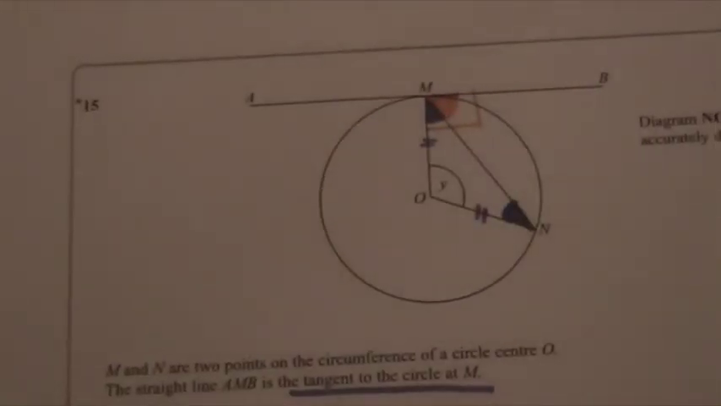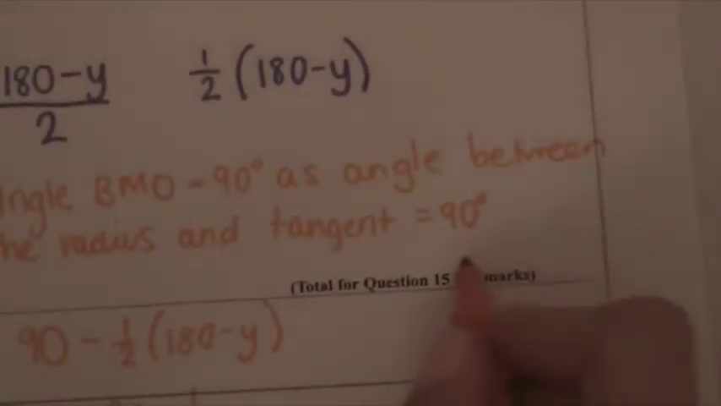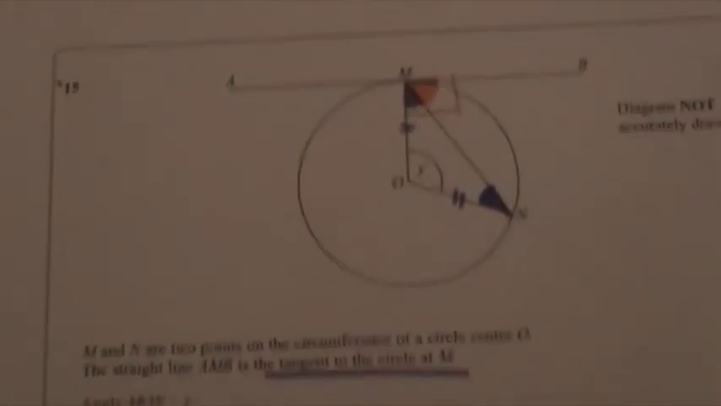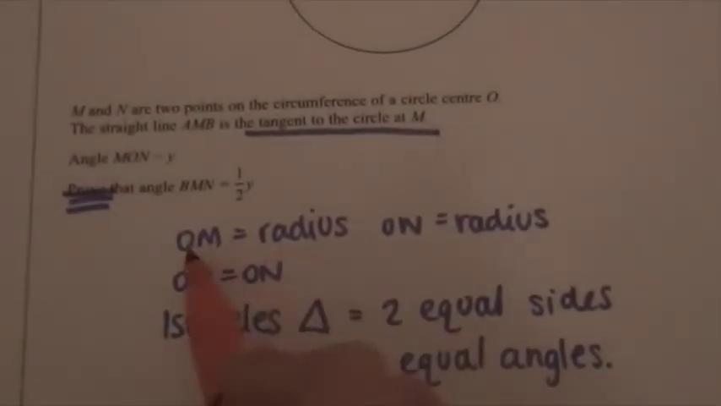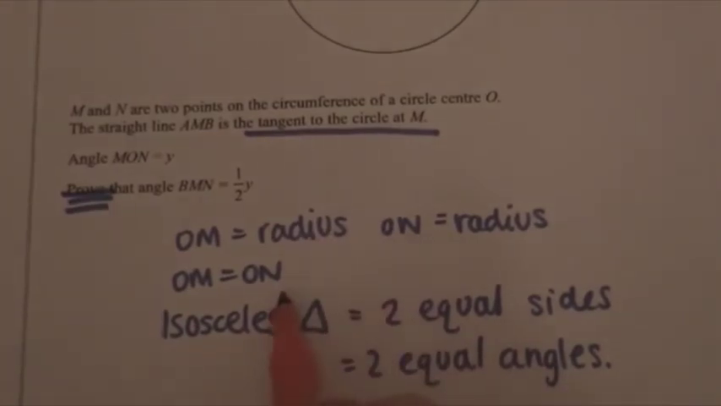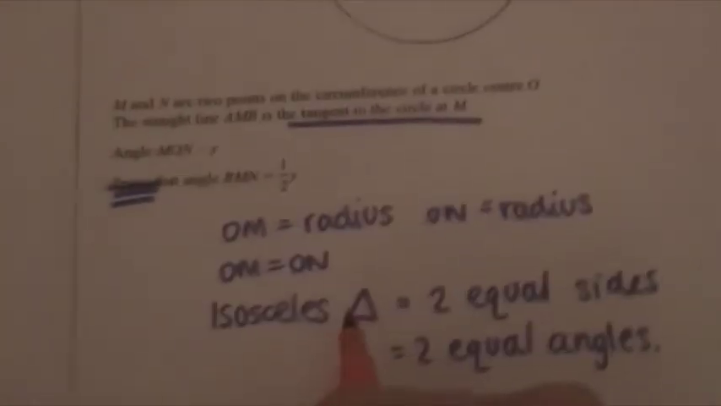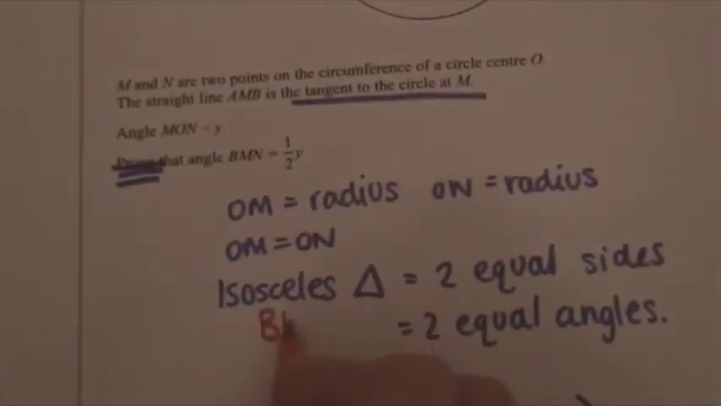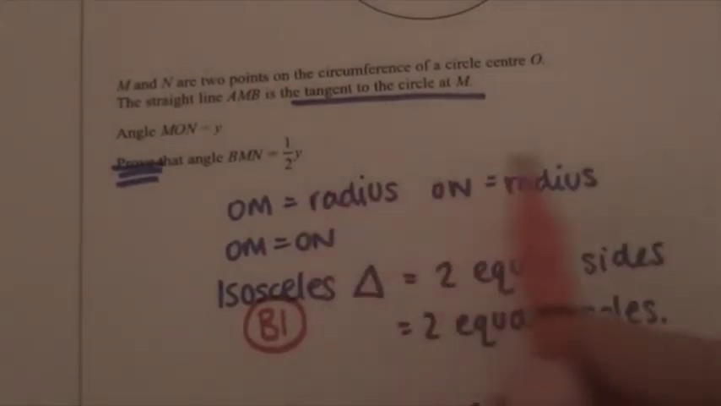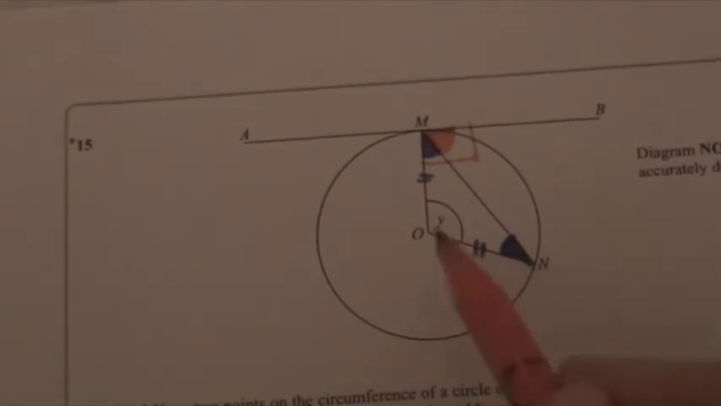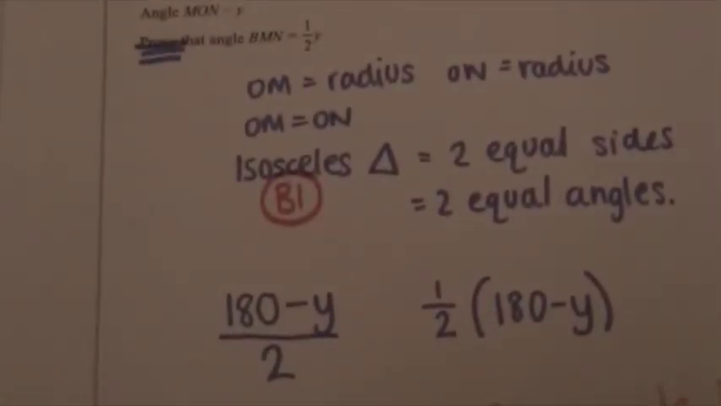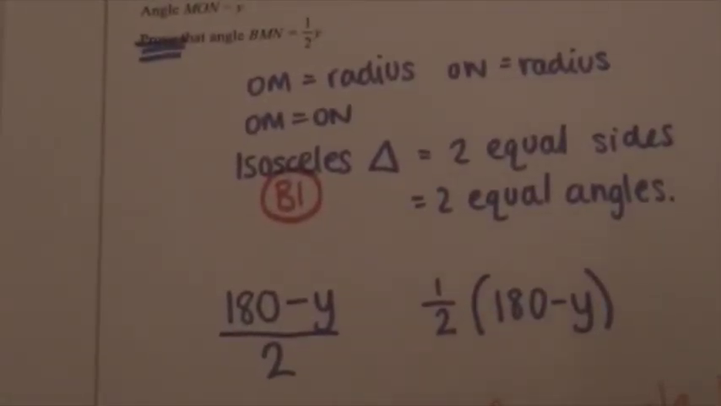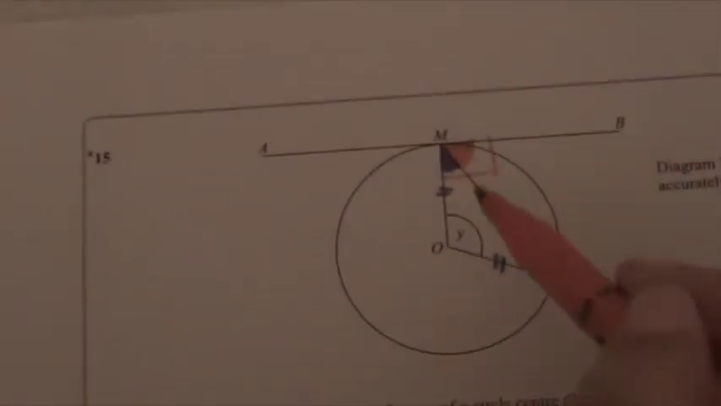So, question 15, mark scheme. Now, this has a total of 5 marks to be gained here. The first mark is for correctly identifying that OM and ON are equal, they're both radii, which creates an isosceles triangle. So, you get a working mark for clearly showing that it's an isosceles triangle, and you've realised OM and ON are the same. Second working mark is for realising that if these are the same in an isosceles, you'll have 2 equal angles that are the same.